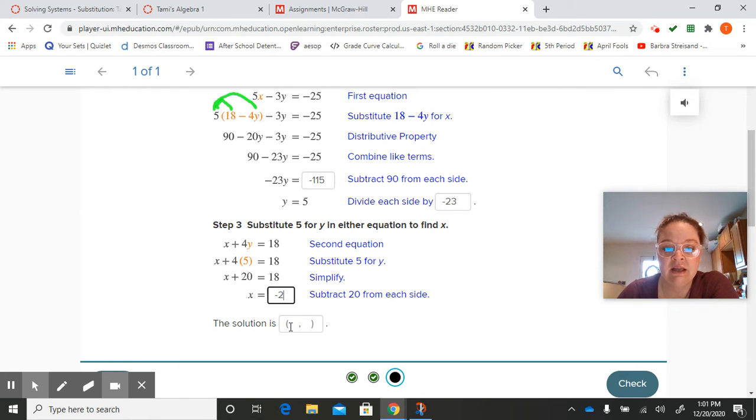And that means that we have our intersection, where the two graphs intersect, at the point negative 2, 5. And remember, the x always goes first. It's always x, then y.